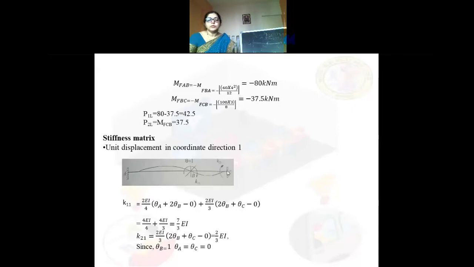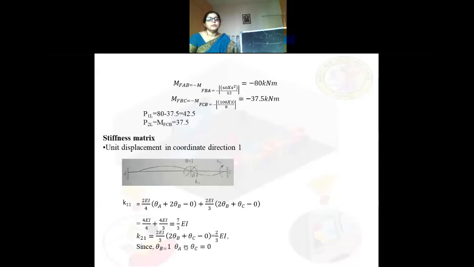So again you have to write the slope deflection equation, 2 EI by L into 2 theta C plus, for C far end is theta B, right? So 2 theta C plus theta B minus 3 delta by L. Anyway 3 delta by L is 0 because no translation. In place of theta B, you have to write 1. Since theta B is equal to 1, C is a fixed support, A is a fixed support. All other supports I am going to restrain. Hence theta A is also 0, theta C is also 0.